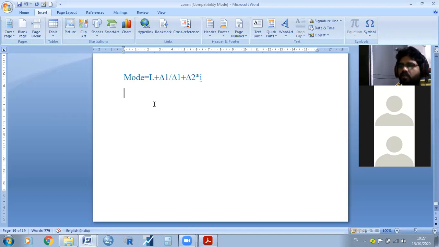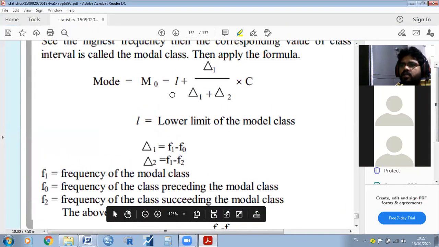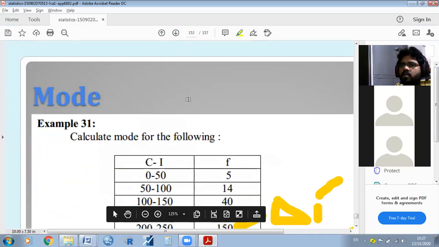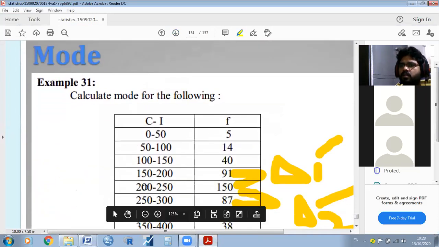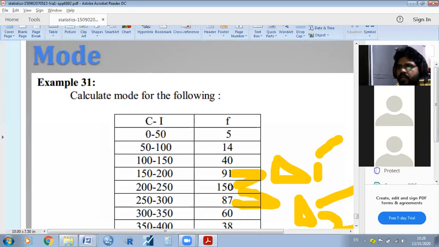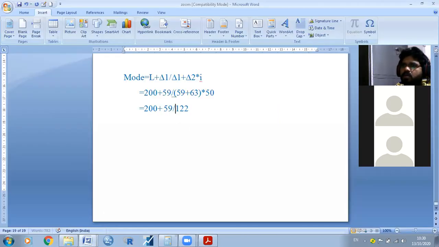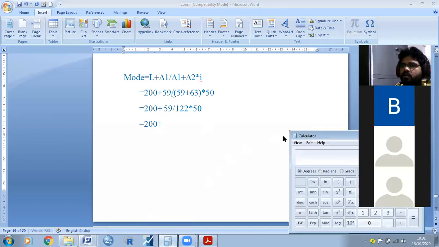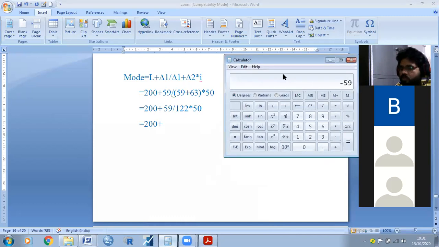So here L is called 200. We found out already here. L is 200 plus delta 1. So what is the delta 1 here? How much change? Into 50. So 200 plus 59 by 122, into 50. So 59 by 122, you will get 0.48.